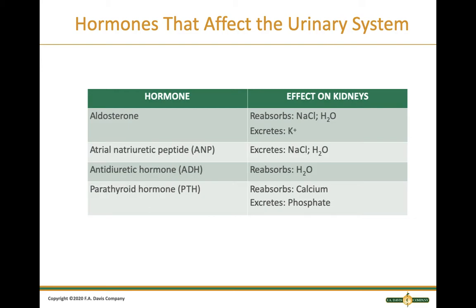So aldosterone, its effect on the kidneys, it causes them to reabsorb sodium and chloride, and then water follows that. And the effect on the blood volume there, that is going to increase the blood volume, and that is going to increase the blood pressure as well. Then atrial natriuretic peptide, or ANP, it's released by the heart. It causes the kidneys to excrete sodium chloride and water. So that is going to lower the blood volume, and that is going to lower the blood pressure.